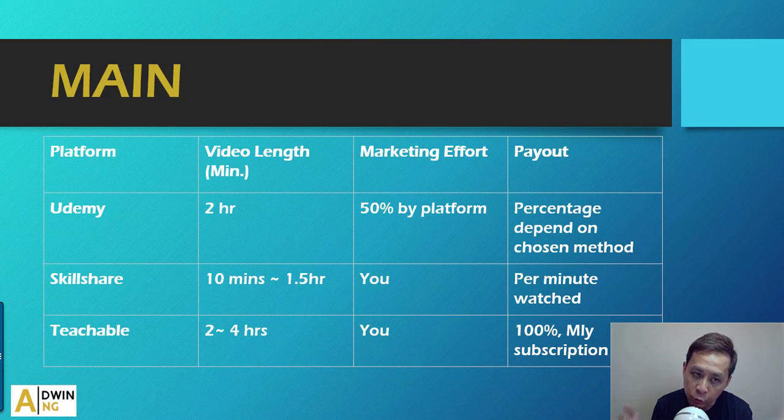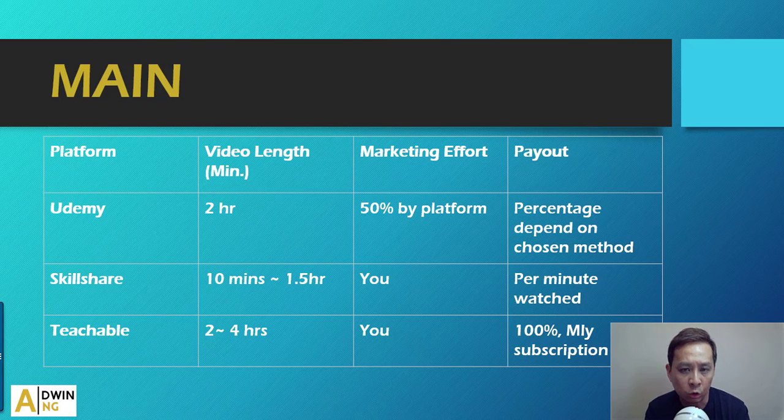Now, if you refer to this video, you can see that the platforms on the left hand side are Udemy, Skillshare and Teachable. The minimum video length required to create a course is at least 2 hours for Udemy. Skillshare is about 10 minutes to 1.5 hours. Teachable is about 2 to 4 hours. These are the recommended minimum video lengths that you should stick to.